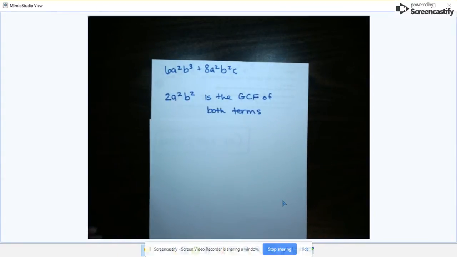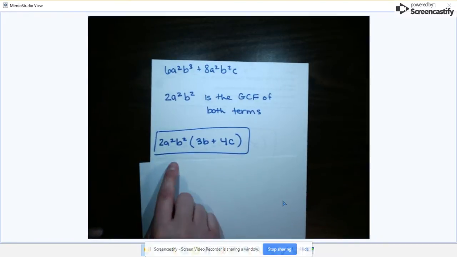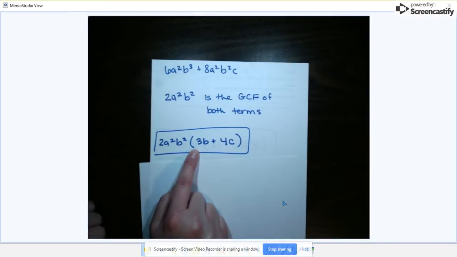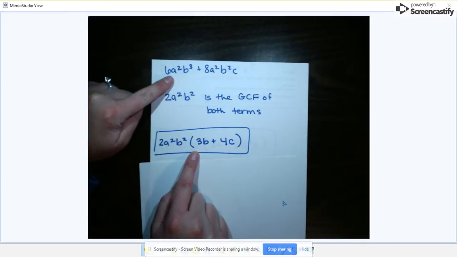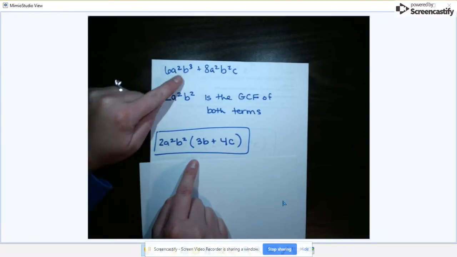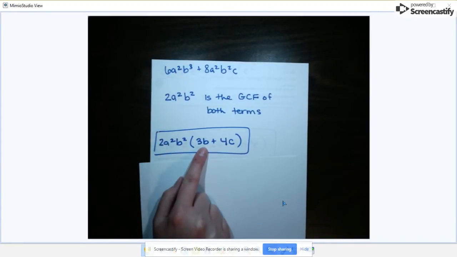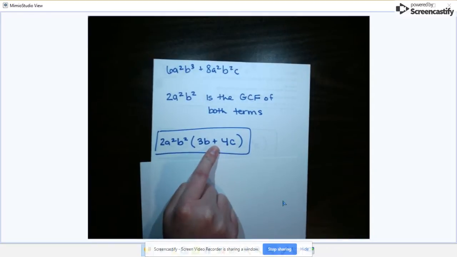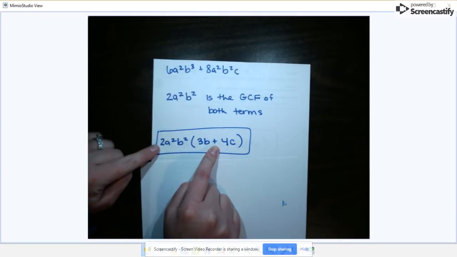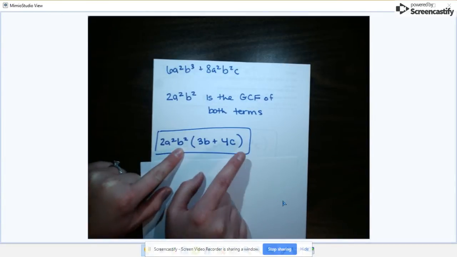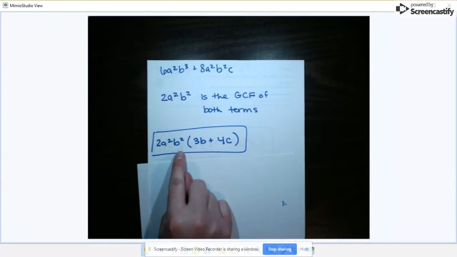And we're going to divide that out or factor that out of both terms. So 6 divided by 2 gives me 3. I had 2 a's, I took 2 a's out. I had 3 b's, I took 2 b's out, that leaves me with 1 b. And then plus 8 divided by 2 gives us 4. I took the a squared b squared out, that leaves us with a c. So this would be your final answer.